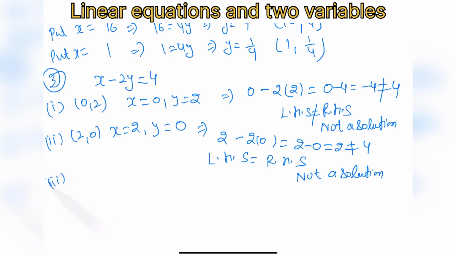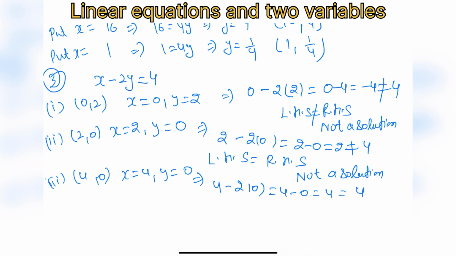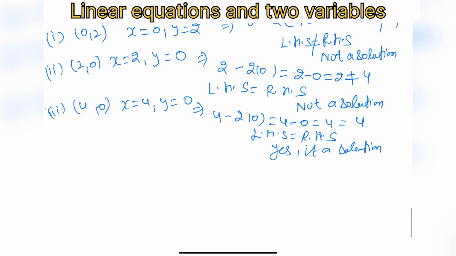Now the third part we have given as (4, 0). So that means the value of x is equal to 4 here and the value of y is equal to 0 here. Now putting in the equation, 4 minus 2 into 0 is equal to 4 minus 0, which gives you 4, that is equal to 4. So here we got left hand side equal to the right hand side. When both sides are equal, it means yes, it is a solution of the given equation.